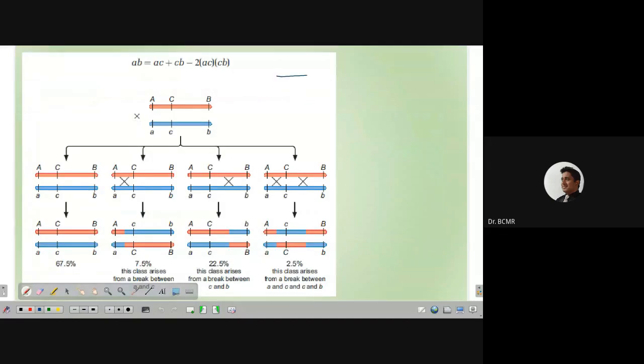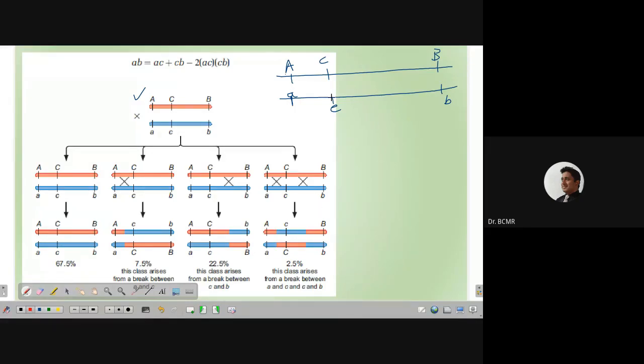Say, for example, there is a chromosome, right? And I'm trying to draw what is already given here: capital A, capital C and capital B. Here is small a, small c, and small b. Assume that there is one probability of one crossing over happening between these two non-sister chromatids.